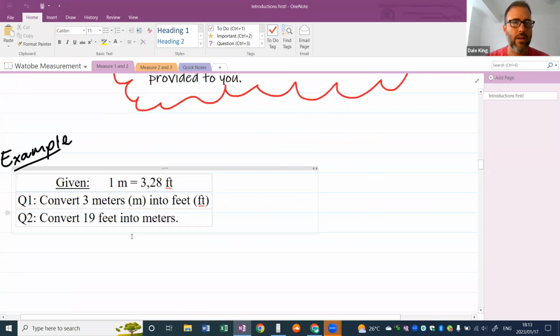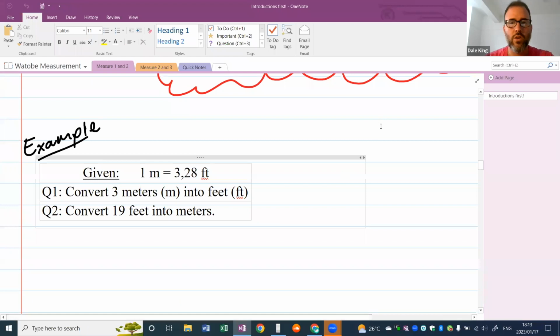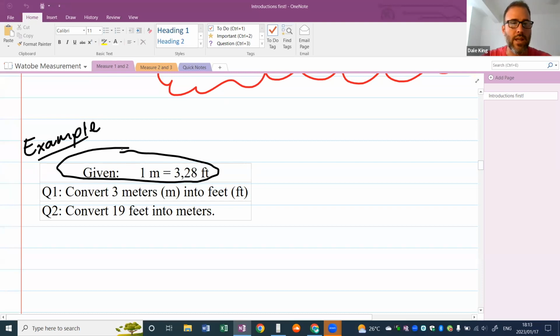All right, there's an example there. You are given the conversion formula. All right, there it is there. This first line, they often say given or use the following formula in the exam, but there's the conversion formula for you. And now you have to know the units for each system.